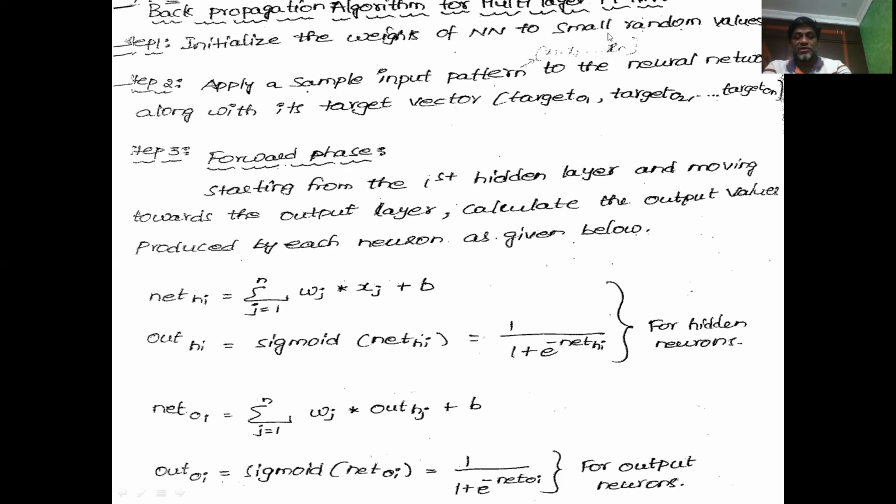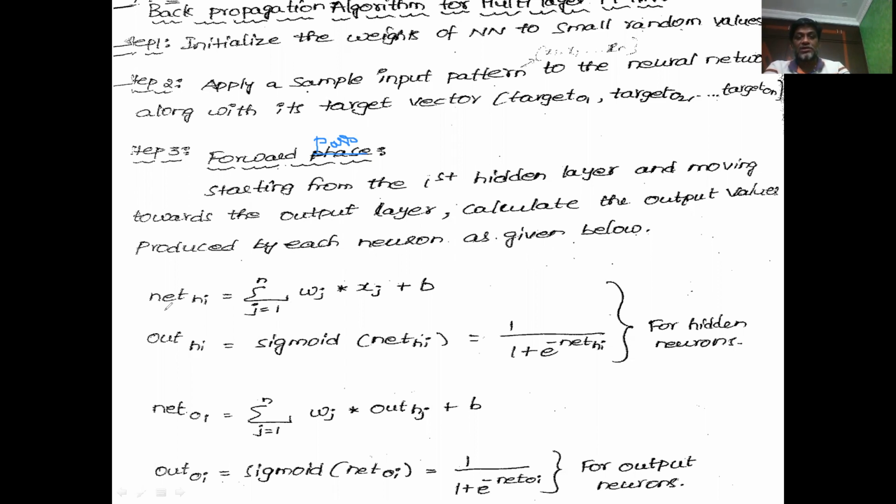With this data, let us begin the actual steps. It actually involves two passes. One is the forward pass, and the second one is the backward pass. In the forward pass, the backpropagation algorithm calculates the final output of the neurons in the neural network, starting from the first hidden layer and moving towards the output layer. Calculate the output values produced by each neuron as given below.